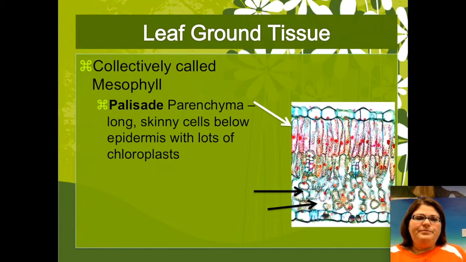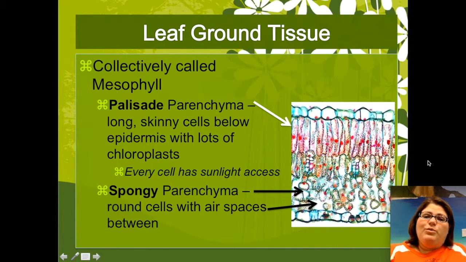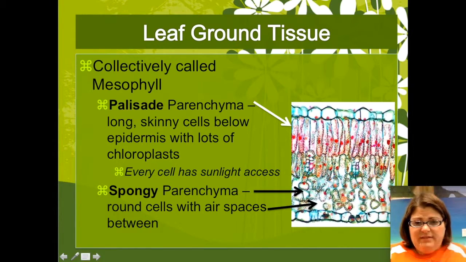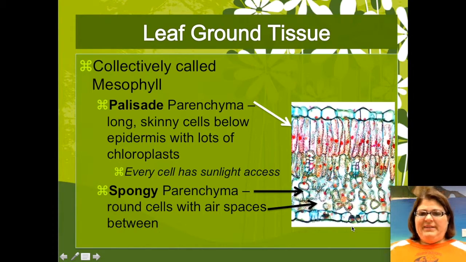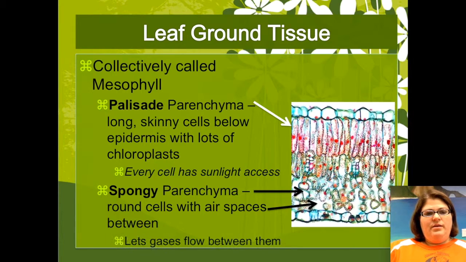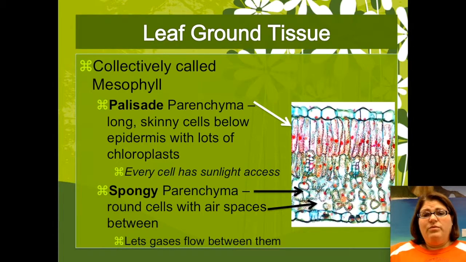The bottom layer is called spongy parenchyma, or spongy mesophyll, and if you notice it's much more rounded cells with air spaces between them, and that's so that gas exchange can go out of the bottom cells of the stomata. Carbon dioxide can come in, and oxygen can go out. If they were packed in tightly, like the palisade, air would not be able to move quite as freely.